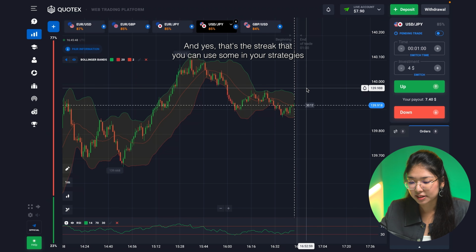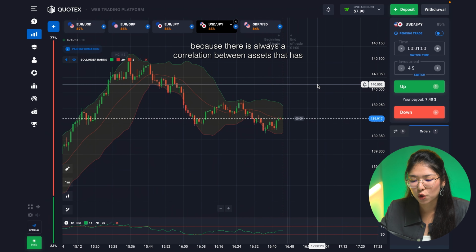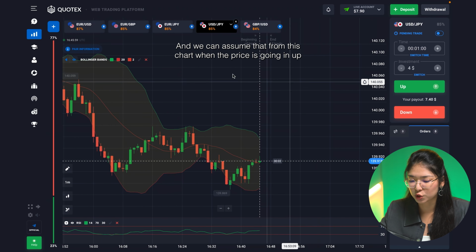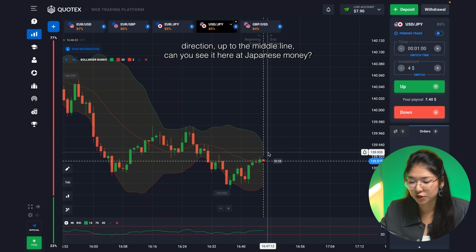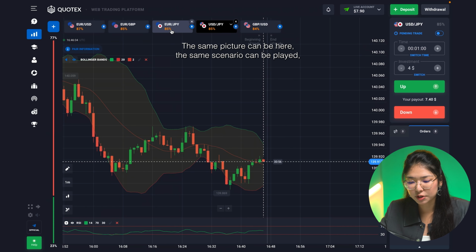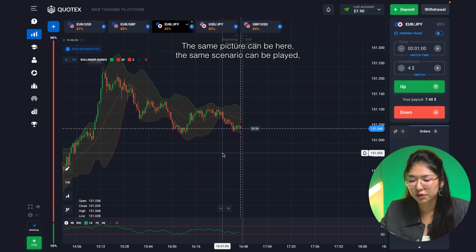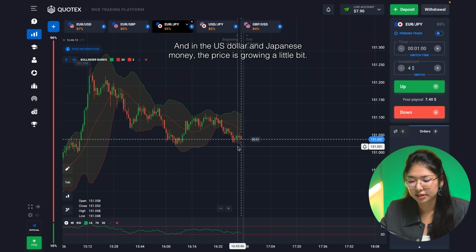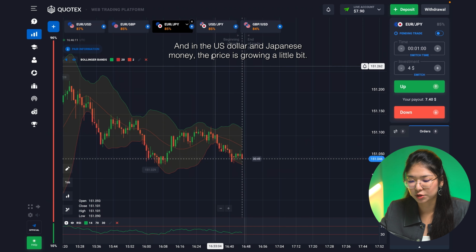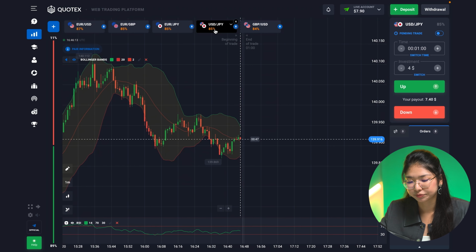And yes, this is a trick that you can use in your strategies, because there is always a correlation between assets that have the same currency in them. And we can assume from this chart, when the price is going up to the middle line, can you see it here in Japanese yen? The same picture can be here, the same scenario can be played, but there is a flat line over there, and in the US dollar and Japanese yen, the price is growing a little bit.